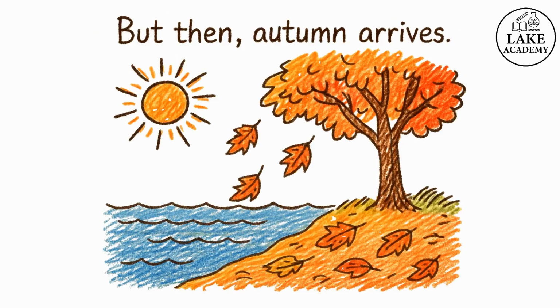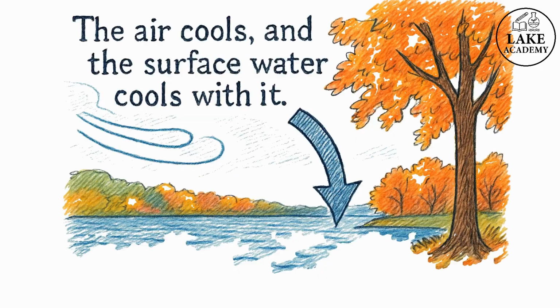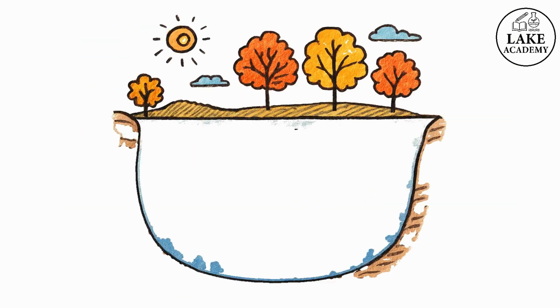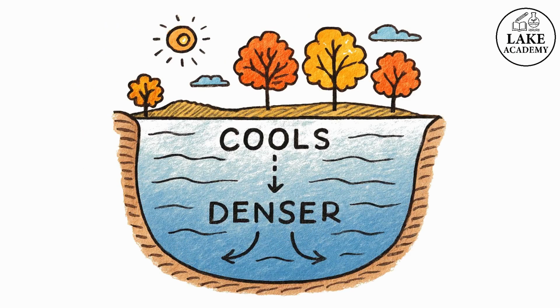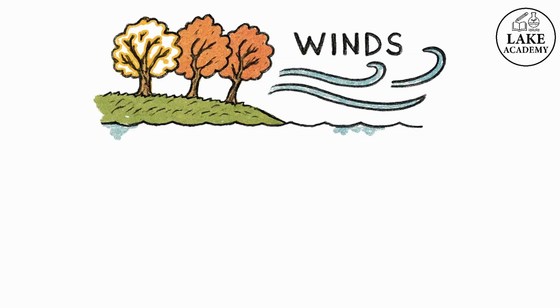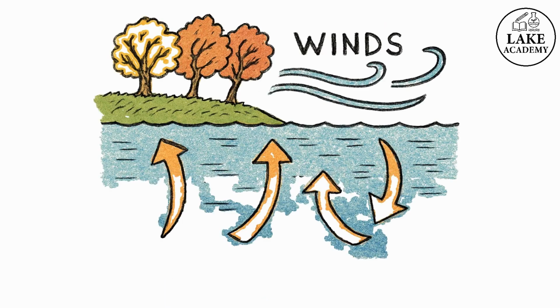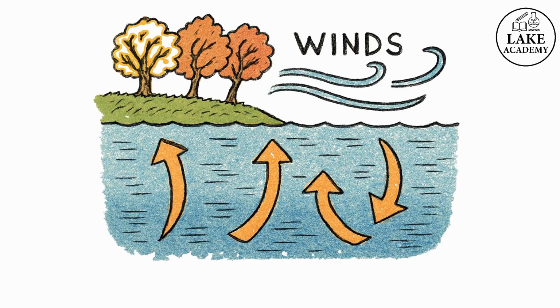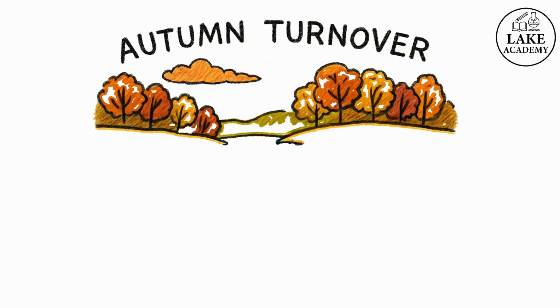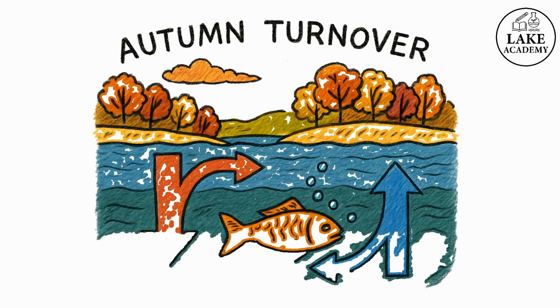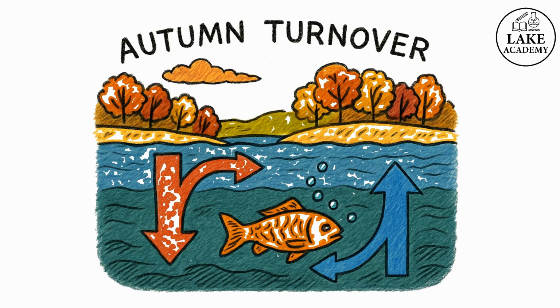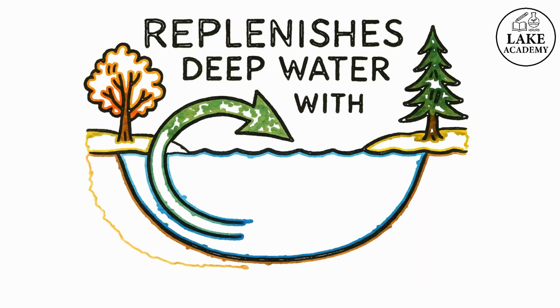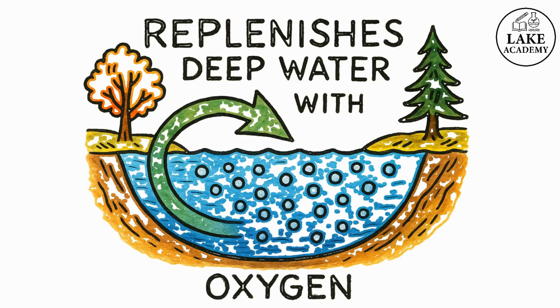But then autumn arrives. The air cools, and the surface water cools with it. As it cools, it becomes denser and begins to sink. Eventually, the entire lake reaches a uniform temperature, and the winds can mix it from top to bottom. This event, called autumn turnover, is the lake's great exhale and inhale. It replenishes the deep water with life-giving oxygen, resetting the system.